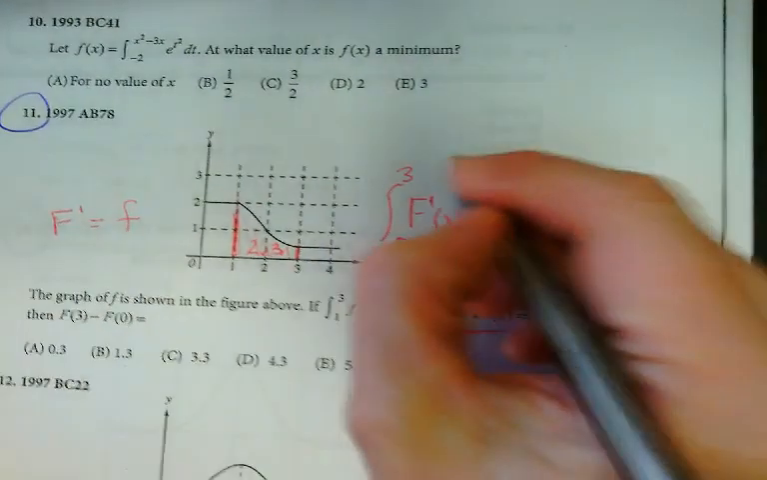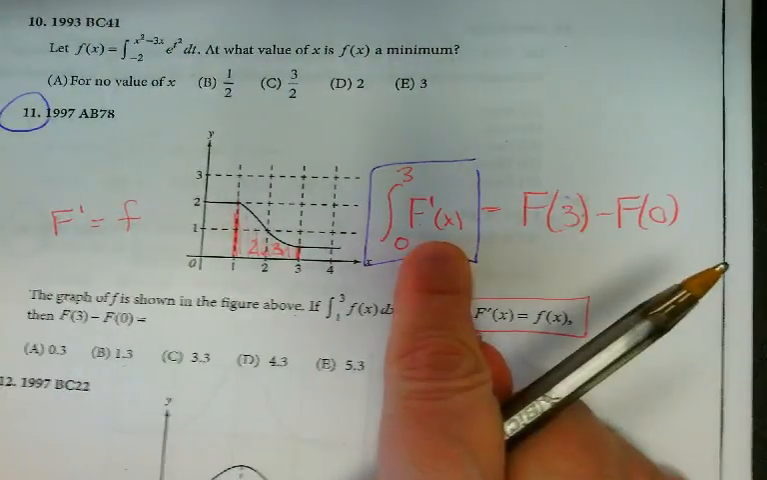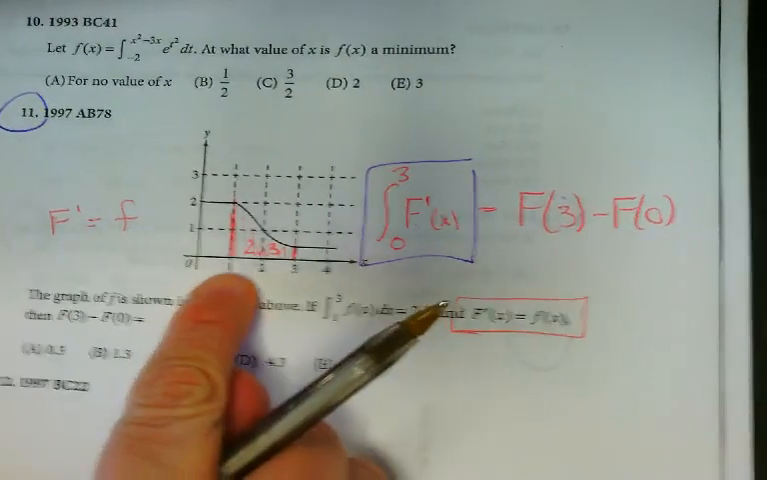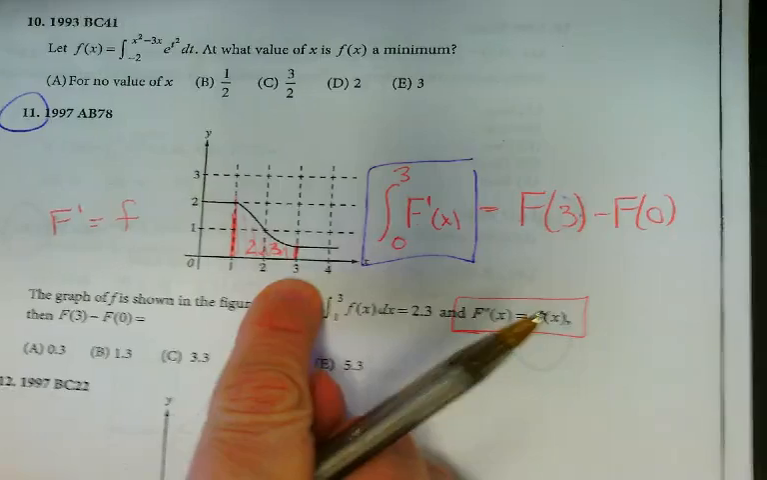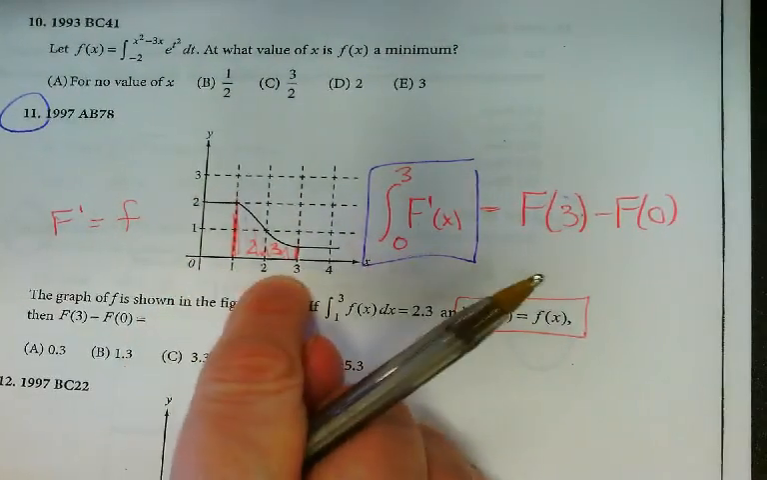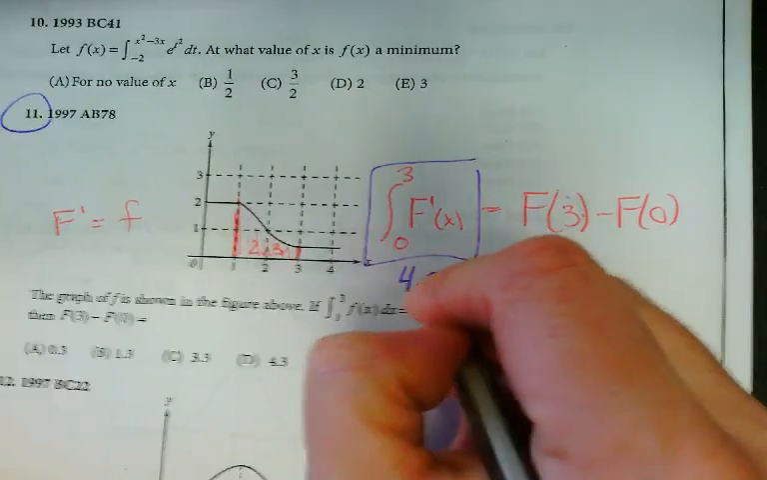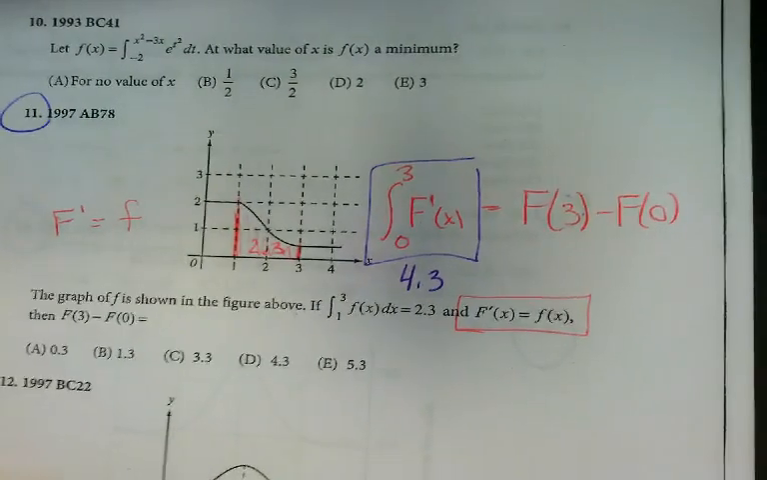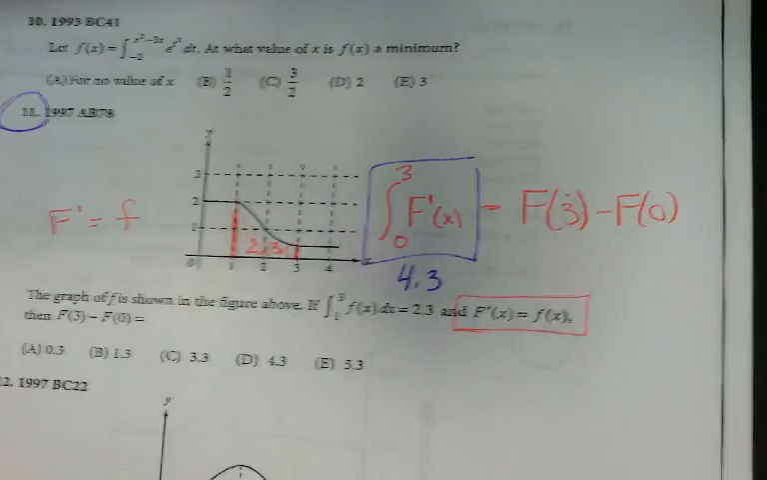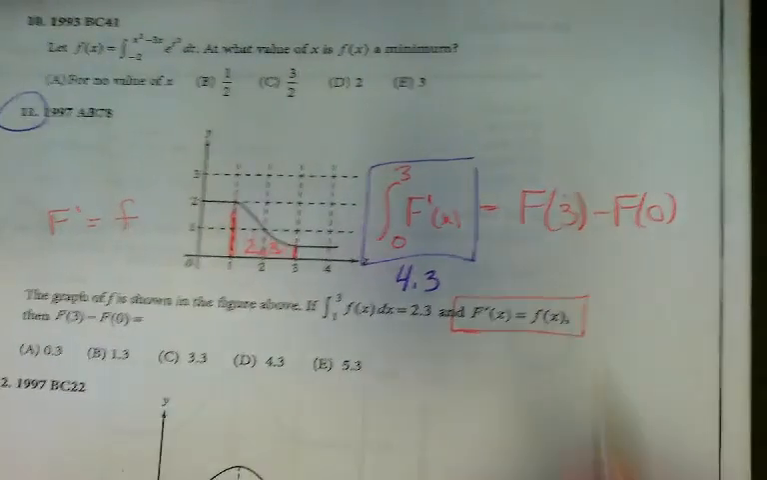The integral represents the area under the curve, and this is f prime. I know the area from 1 to 3. Could I figure it out from 0 to 3? Sure, this is just a rectangle. What's its area? 2, so this whole area is 4.3. But again, just write out the first fundamental, and you've got it. Use the little keys.